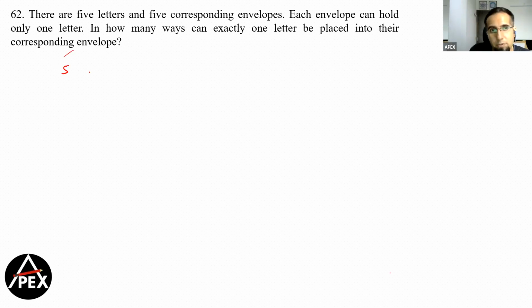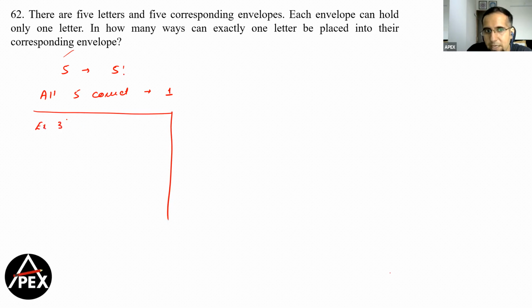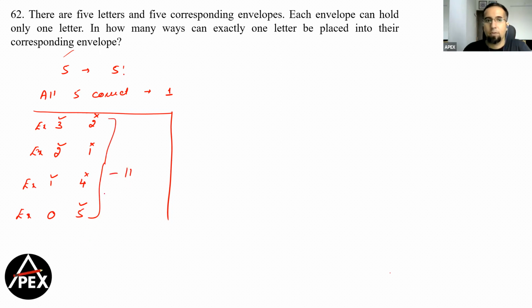See, if you have 5 envelopes, 5 factorial is the total cases, okay? All 5 correct is how many cases? Only one case. Now, what is 119 cases? The 119 cases will be exactly 3 correct and 2 incorrect, exactly 2 corrects and 3 incorrect, exactly 1 correct and 4 incorrects, and exactly 0 corrects and 5 incorrects. You add all of them, this sums up to 119.